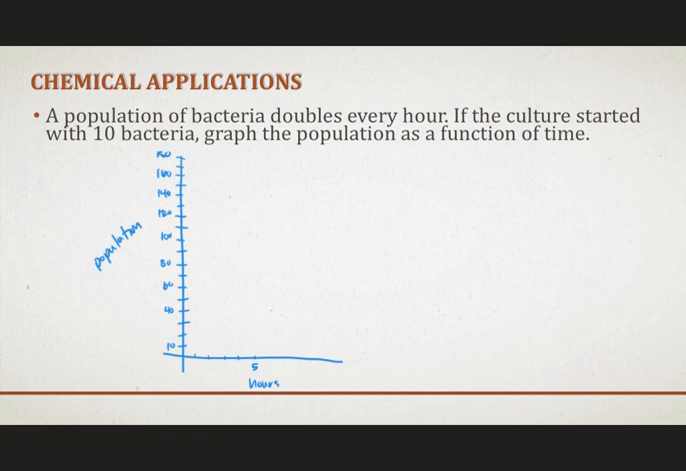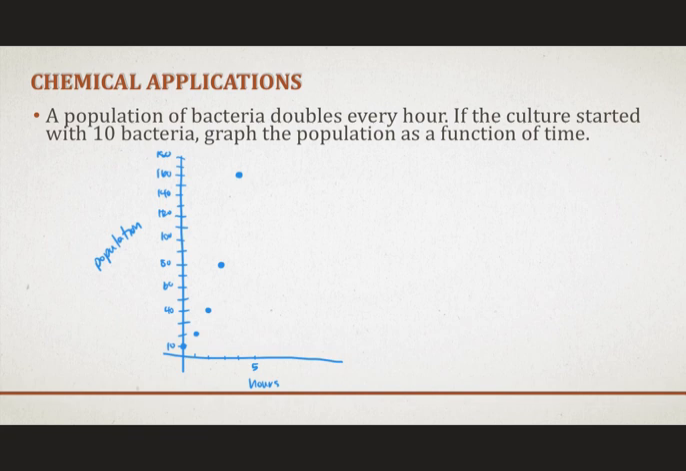Okay, so at 0 hours, I have 10 bacteria because that's what I start with. In 1 hour, that's going to double. So after hour 1, I've got 20 bacteria. In another hour, that's going to double again. So after 2 hours, I have 40 bacteria. Another hour, it's going to double again. So after 3 hours, now I have 80 bacteria. After 4 hours, I have 160 bacteria. And then my graph is going to run out.